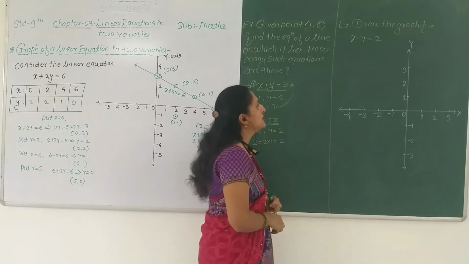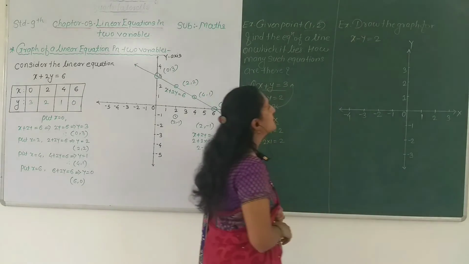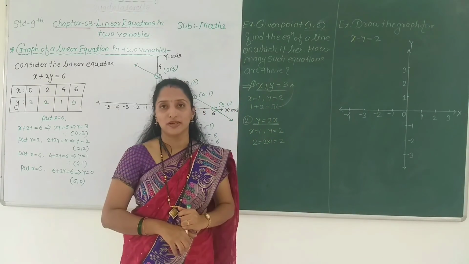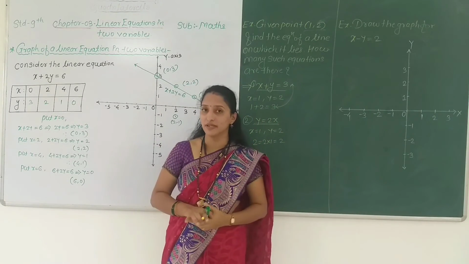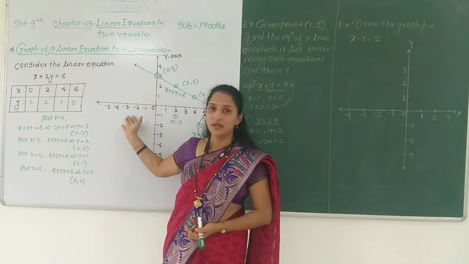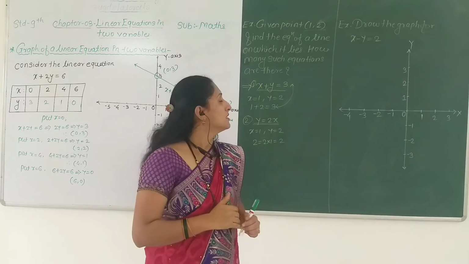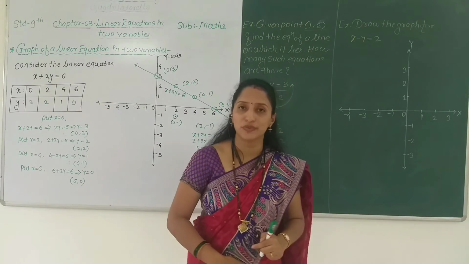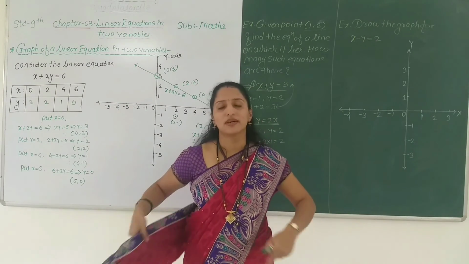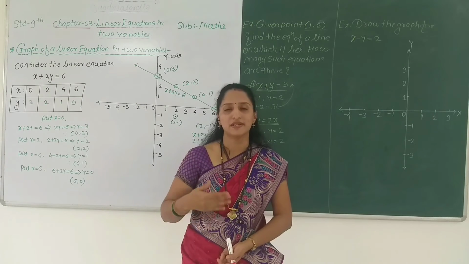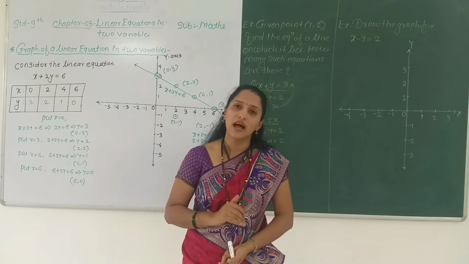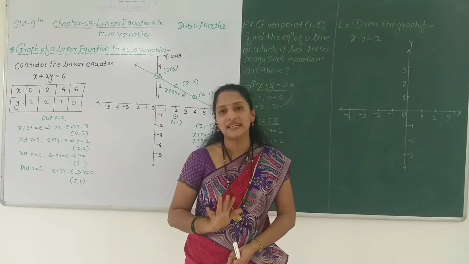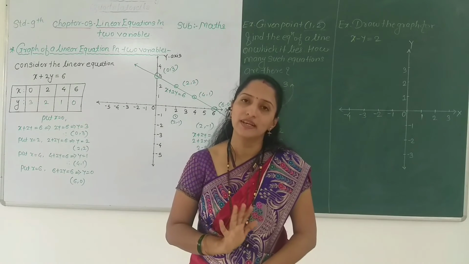Now the next example is: draw the graph for x minus y is equal to 2. Again we have to do the same thing. We have to draw the graph of the line x minus y is equal to 2. To find the graph of the line, we need at least 2 solutions of that equation.